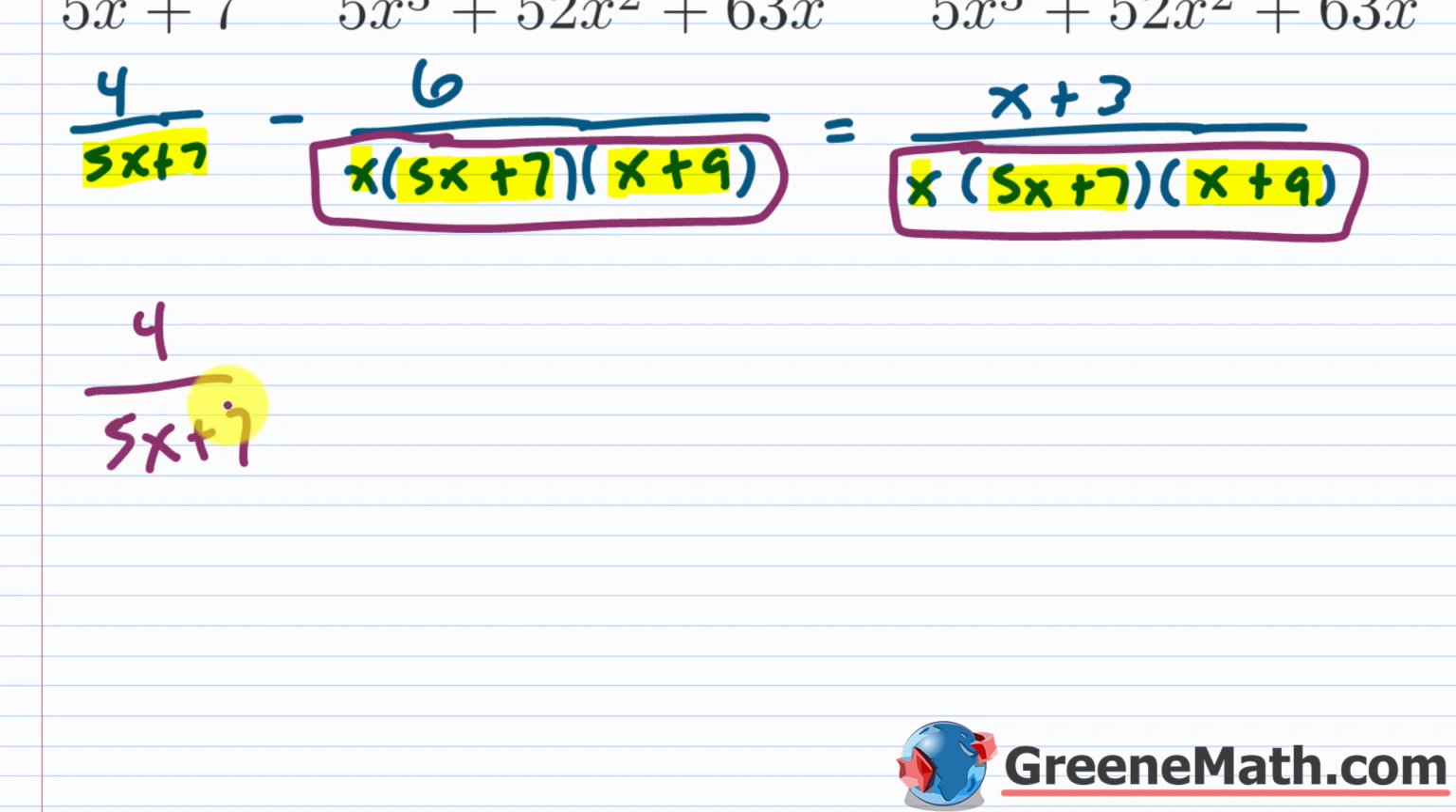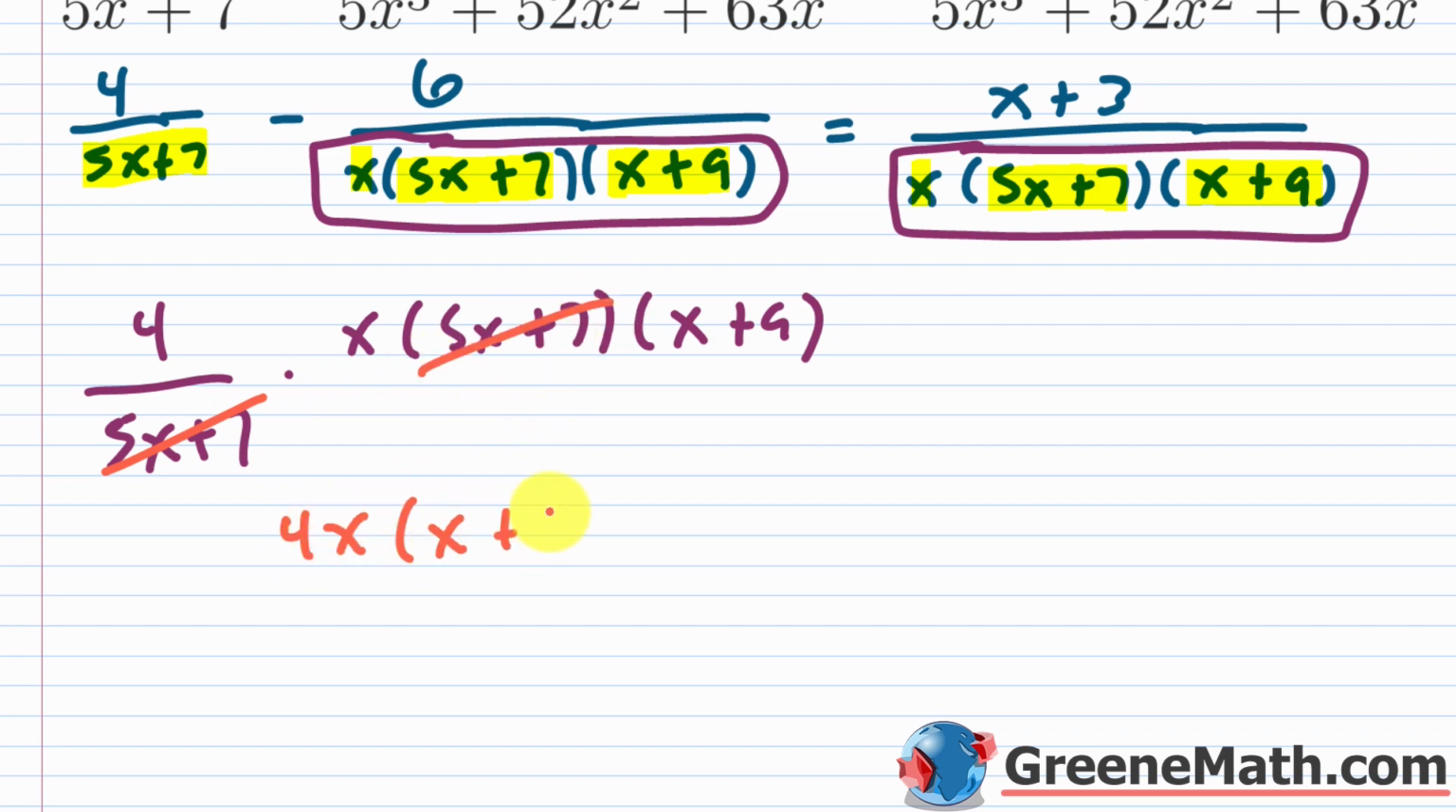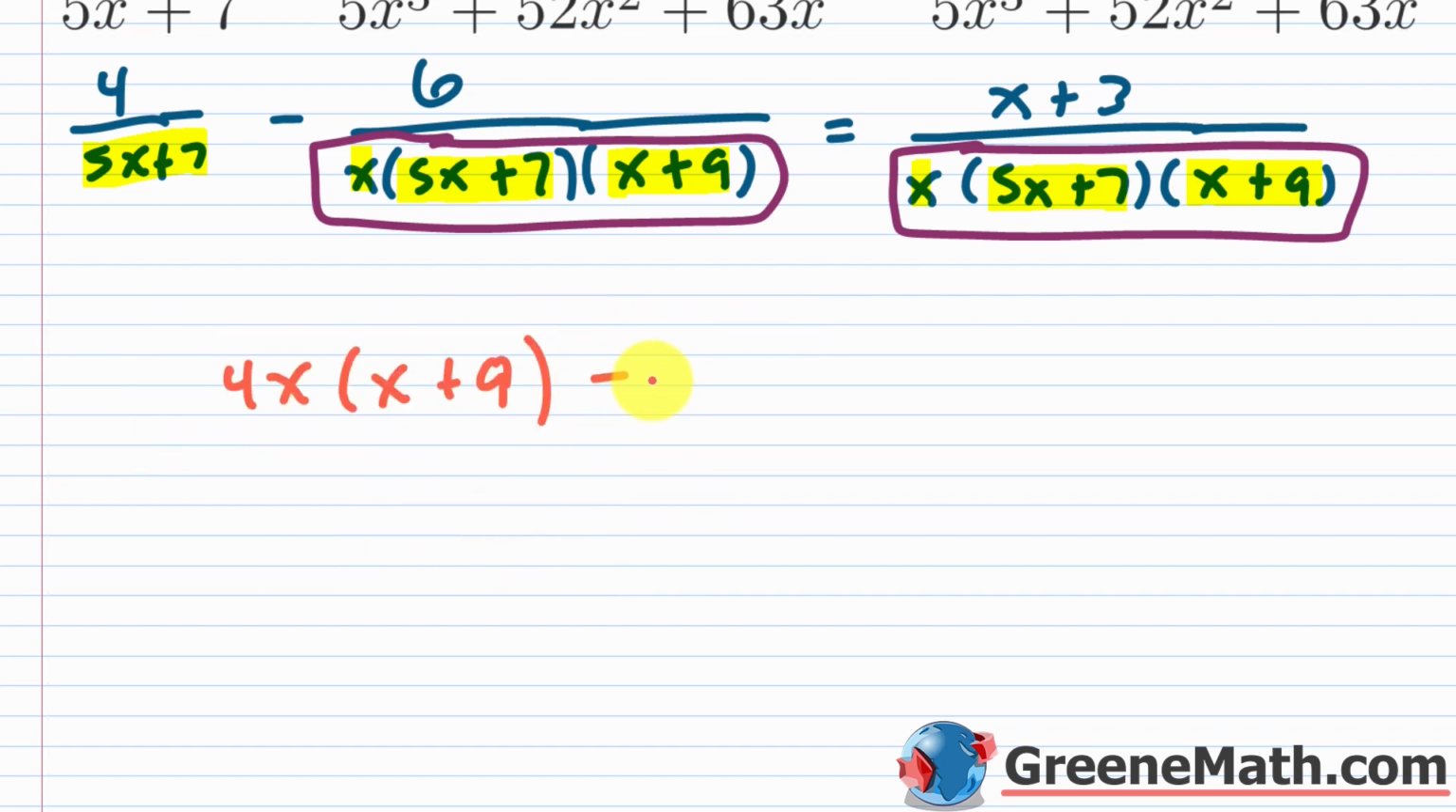So 4 over 5x plus 7, and then times x times the quantity 5x plus 7 times the quantity x plus 9. And so basically this would cancel with this. And so you would have 4x times the quantity x plus 9. Okay, let me write that up here. And then I'm going to go minus. Again, this would cancel completely, right? So we don't have to write that out. We know it's just -6. And this equals, this would cancel completely. So you're just going to have the x plus 3.